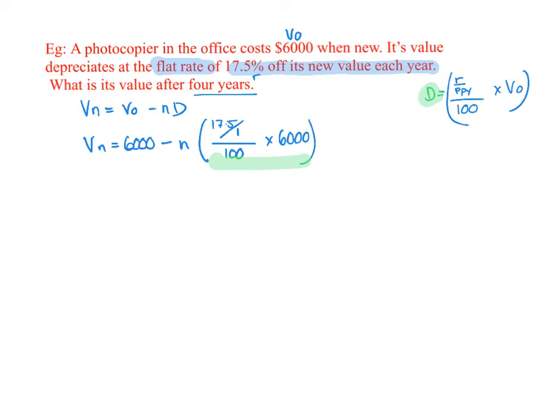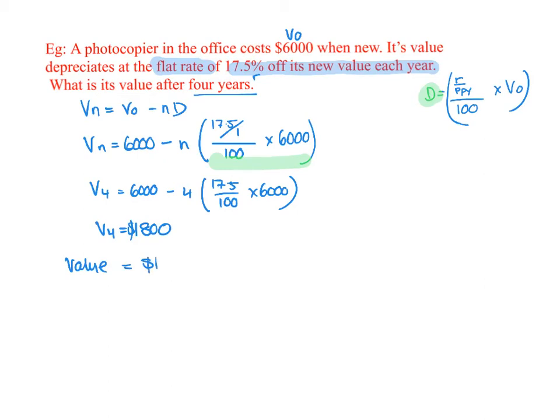Okay, so we do that and then you want 4. So if you want V4, you're going to do 6,000 minus 4 times that, 17.5 over 100 times 6,000. And you can do that all in one go on your calculator if you wish. And hopefully you end up with 1,800. So what is the value? Just write value equals 1,800.